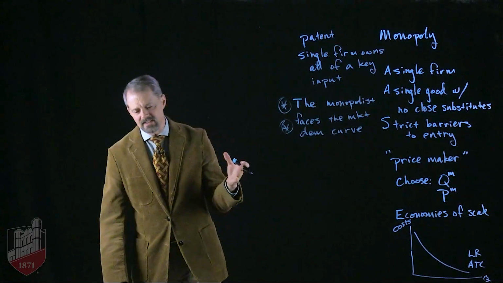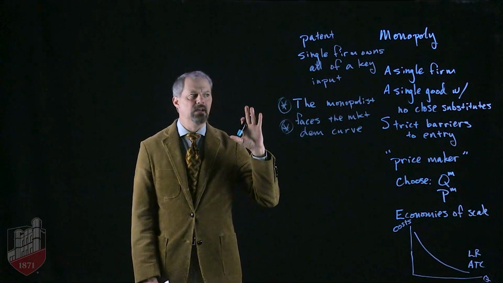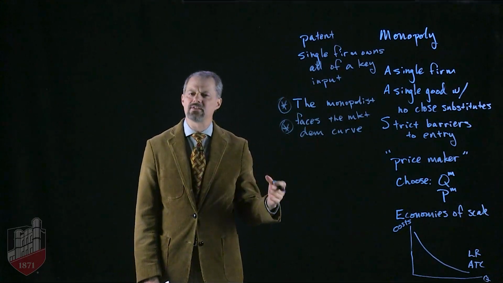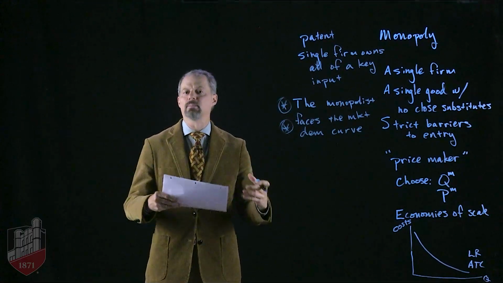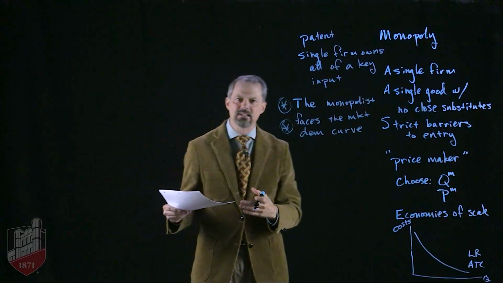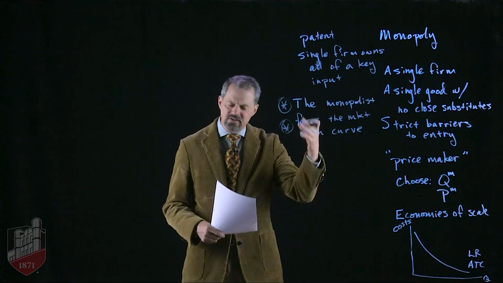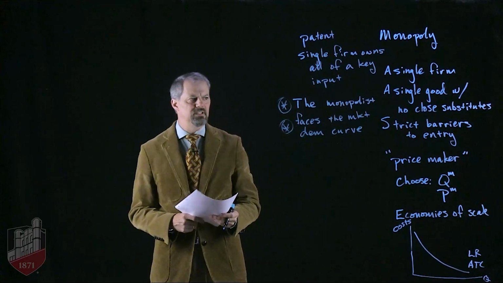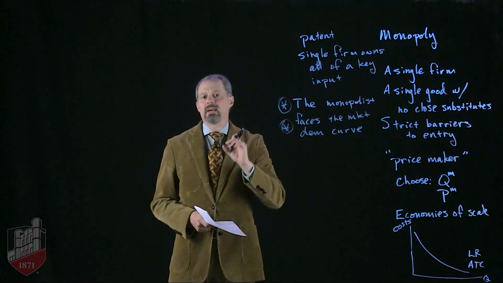I said this when we were talking about perfect competition, but let me say it again. As I go through this, if something doesn't make sense or you'd like to see this worked through on a little bit more basic level, you can go to my Principles of Microeconomics playlist and just click on the Monopoly video, and you can see me go through this in a little bit more detail. So the monopoly faces the market demand curve.